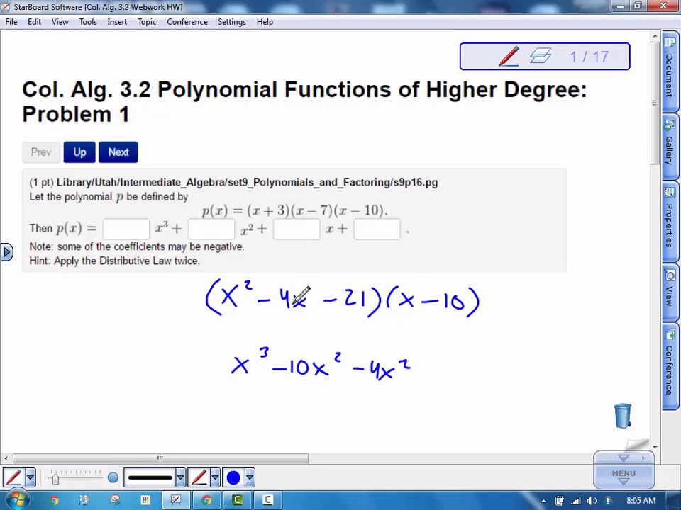Negative 4x times negative 10 is positive 40x. And then negative 21 times x is negative 21x, and negative 21 times negative 10 is a positive 210.